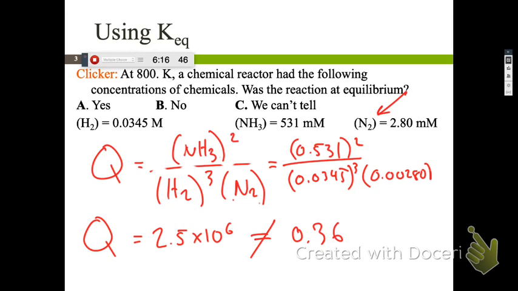If this Q were equal to K, what could we say about the reaction? It's at equilibrium. If it's not, then we know that the reaction is not yet at equilibrium because it doesn't have the same ratio as we have at equilibrium.